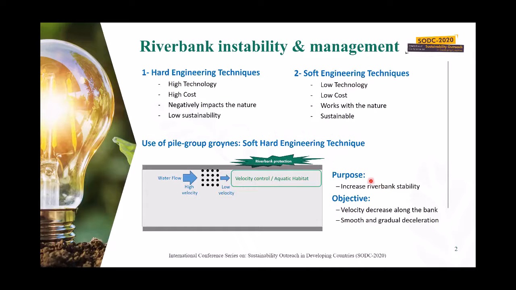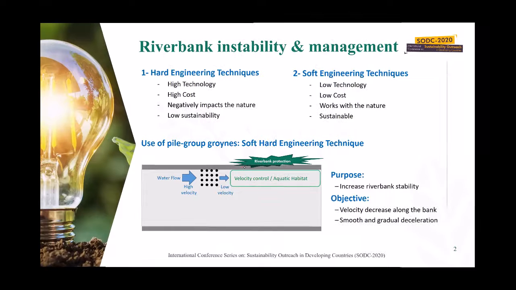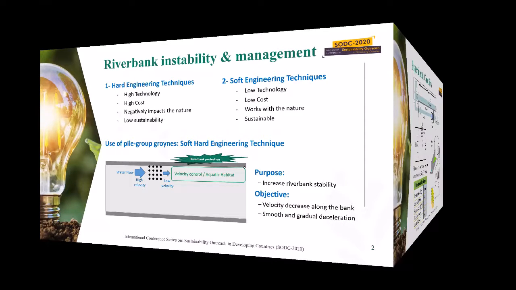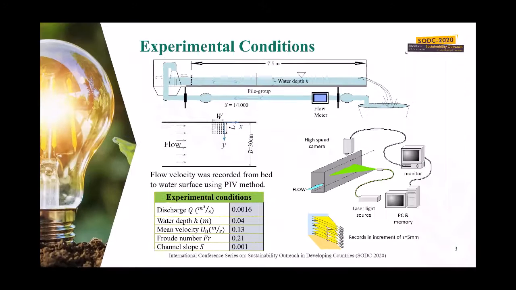The purpose of this research is to increase the riverbank stability by decreasing the flow velocity and also to achieve a smooth and gradual deceleration of the flow from the mainstream to the bank. This study was done experimentally on an experimental flume. The pile group was placed on an experimental flume and the water was recirculated through the flume.